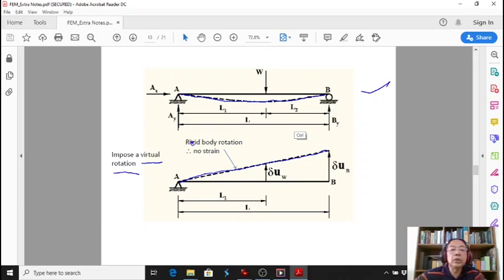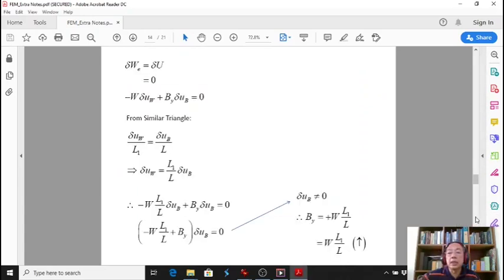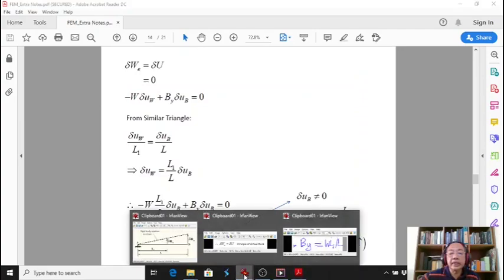This is also a rigid body rotation. Okay, rigid body rotation, this can rotate, and this does not involve strain, so no straining occurs. So we assume that there is no strain. Okay, so no strain. Coming to this diagram again.